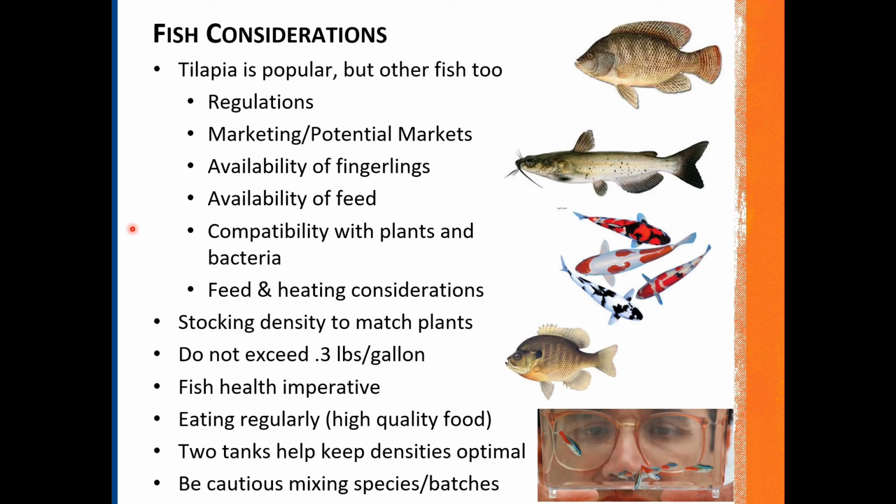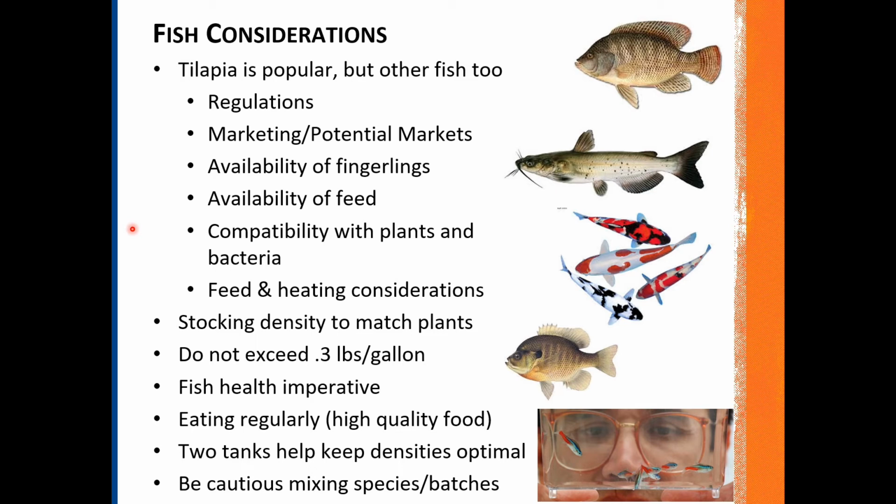You want to make sure your fish species is compatible with your plants in terms of pH and temperature. We're going to look at that at this next slide. And then feed and heating considerations. For example, you don't want to raise trout in a system in Florida where you would have to constantly be cooling that water because trout like water temperatures down in the 50s. Or you don't want to raise tilapia in Alaska where tilapia like temperatures up in the 85 and 90, and you're constantly having to heat that water. So pick something that kind of fits with your environment.